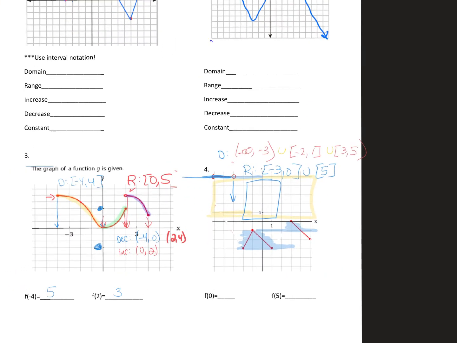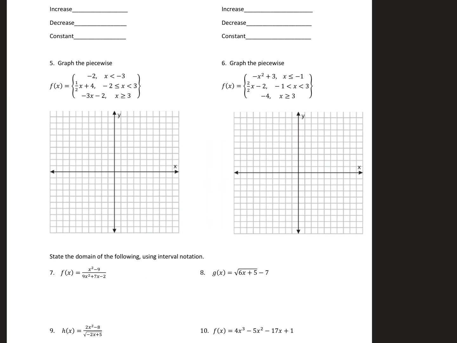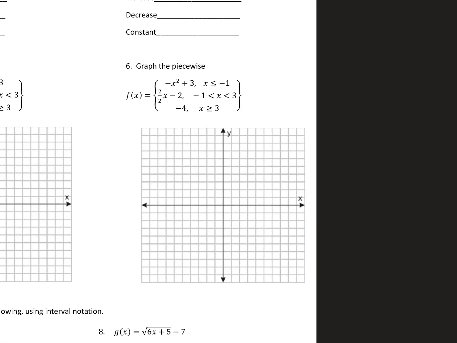You got it? All right, let's do some piecewise stuff. I want to do number 6 because I had a lot of people ask questions about that last period. There are 3 different equations here, which tells us we have 3 different graphs. What do you notice about the first one?